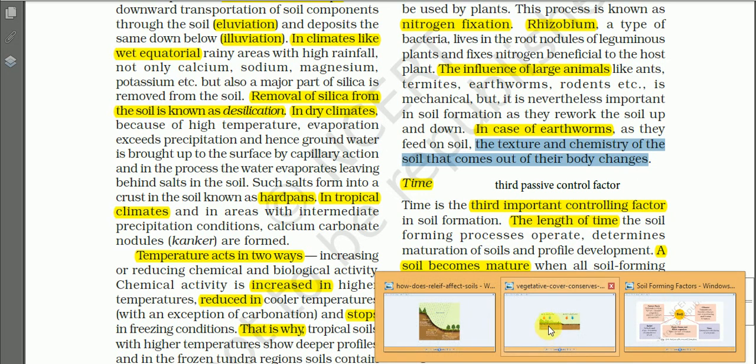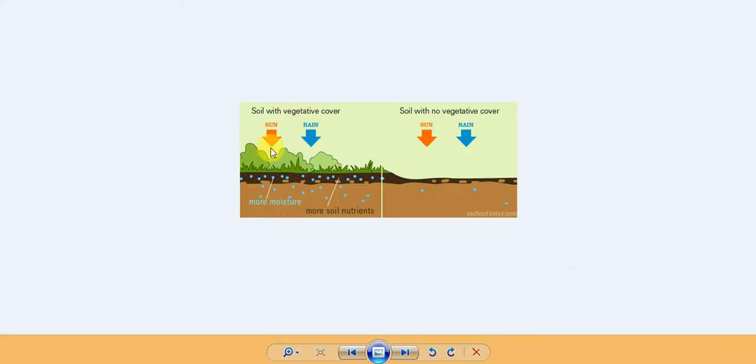And see about vegetation. If there is thick vegetation cover, then it will give more soil nutrients and a thick layer of humus. And in the areas of less vegetation cover, there is less humus, less organic matter, and a thin layer of soil.